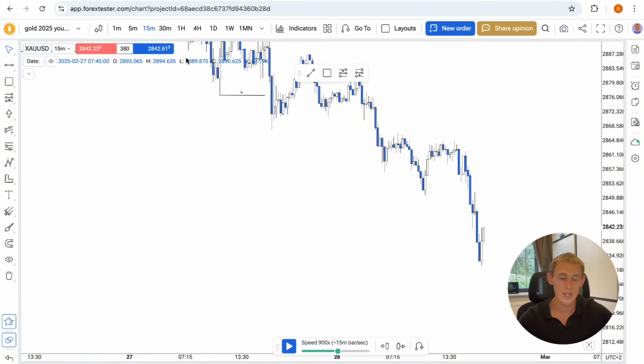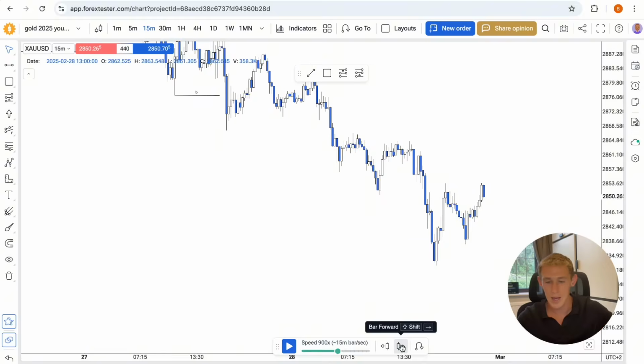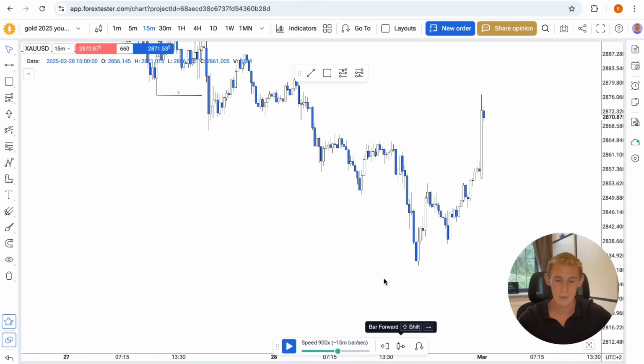You want to, instead of trying to catch the very bottom, wait for price to show you that it clearly wants to bottom out and create some more bullish structure, right, and reverse. So there we go. In this case, that is exactly what happens. Notice the momentum here as well. This is ideally what you want to see. You don't want to see price just very correctively moving up. You want to see this impulsive move and momentum coming back in.